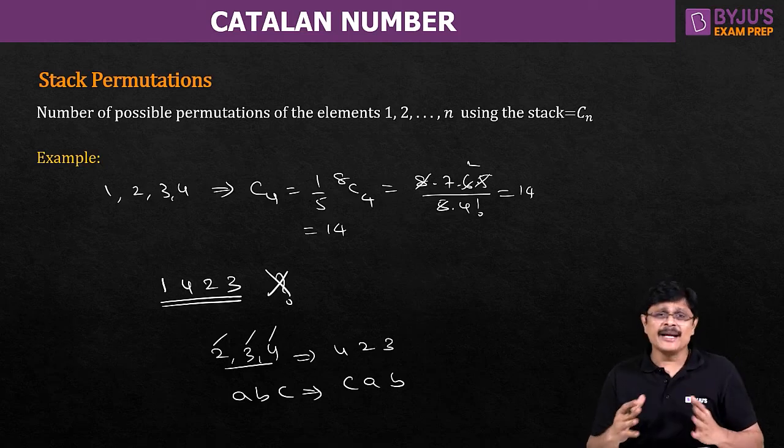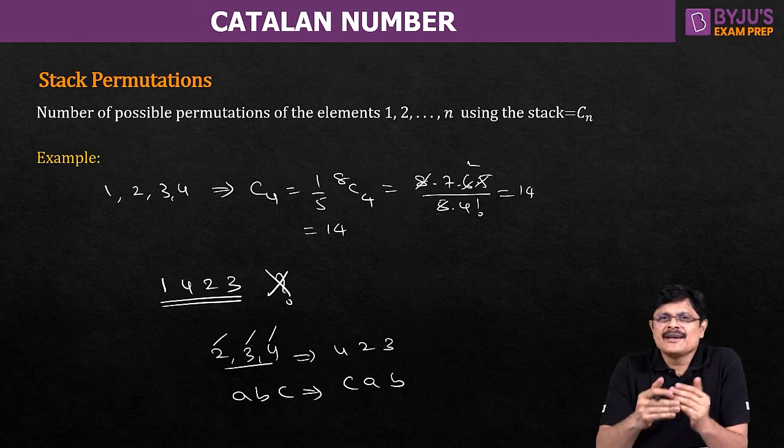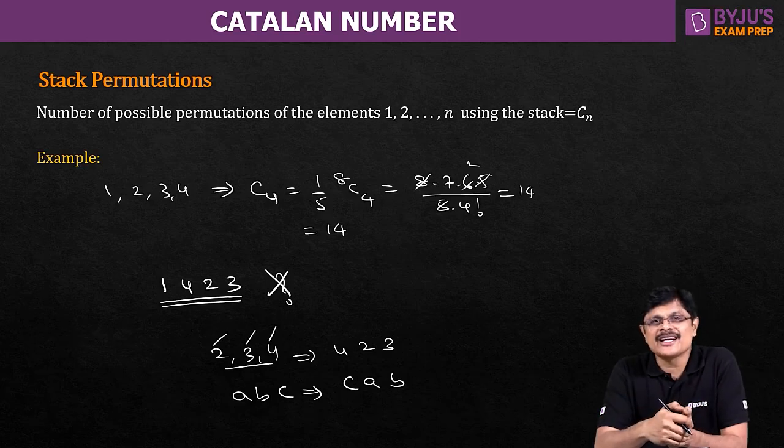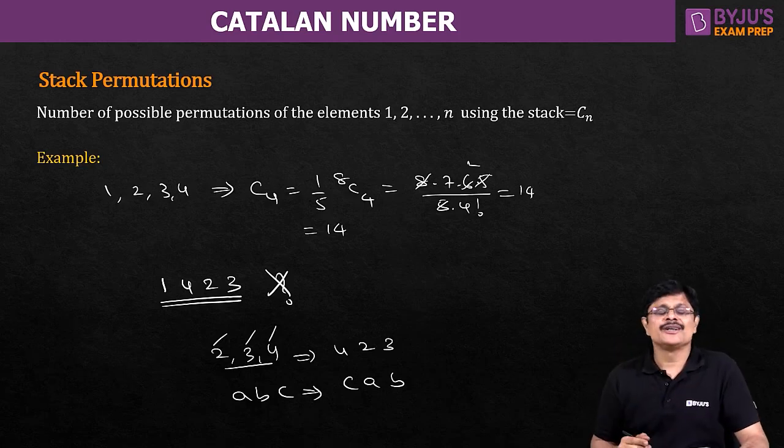And there are many problems for which the Catalan number is the solution, my dear friends. For all these problems, what actually happens is, for the given problem, we try to derive a recurrence relation. That recurrence relation turns out to be the recurrence relation of the Catalan number, and whose solution is the Catalan number. Am I clear? So this is about the Catalan number, my dear friends.